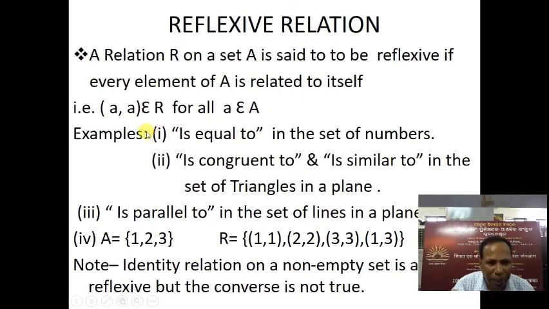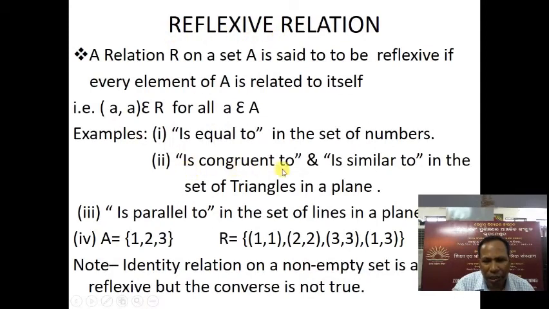Taking some practical examples, like the relation "is equal to" in the set of numbers. We say 5 is always equal to 5, 6 is always equal to 6, 20 is always equal to 20. That means any number we choose is always equal to itself. So each number can be associated to itself by the relation "is equal to". So the relation "is equal to" is reflexive in nature.